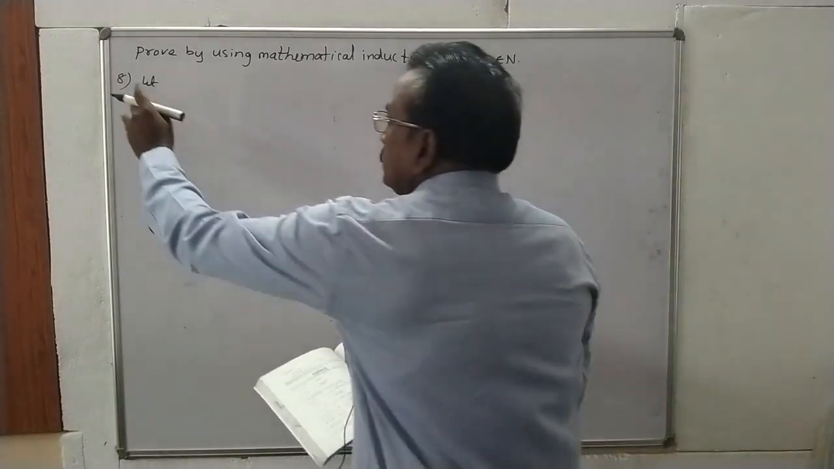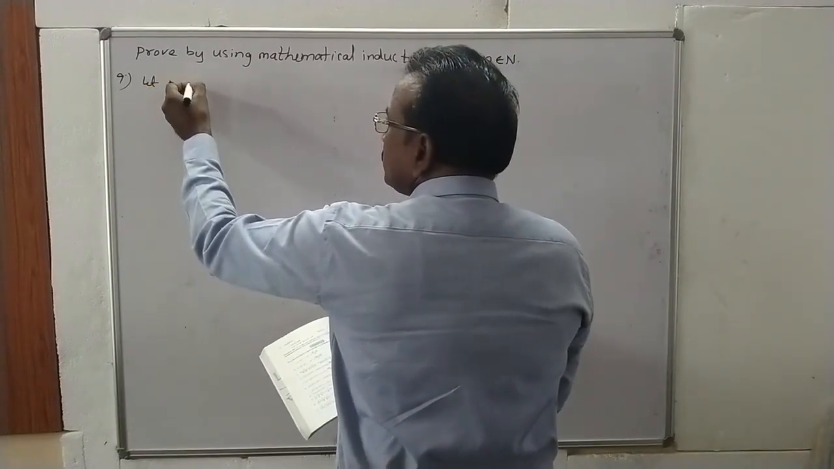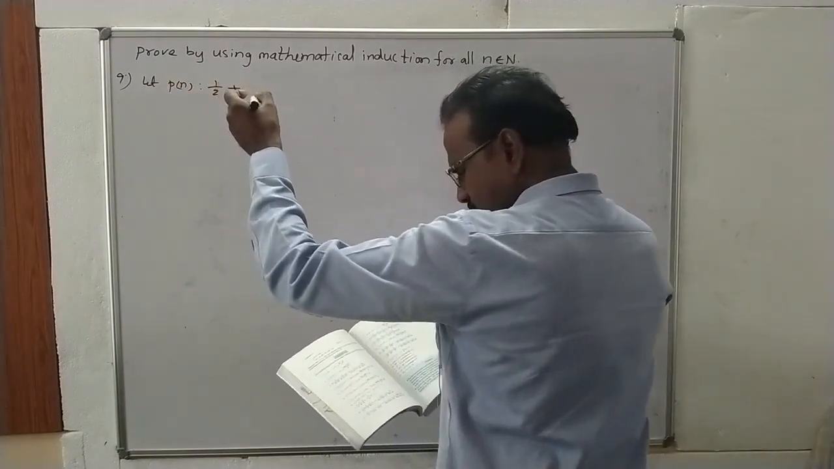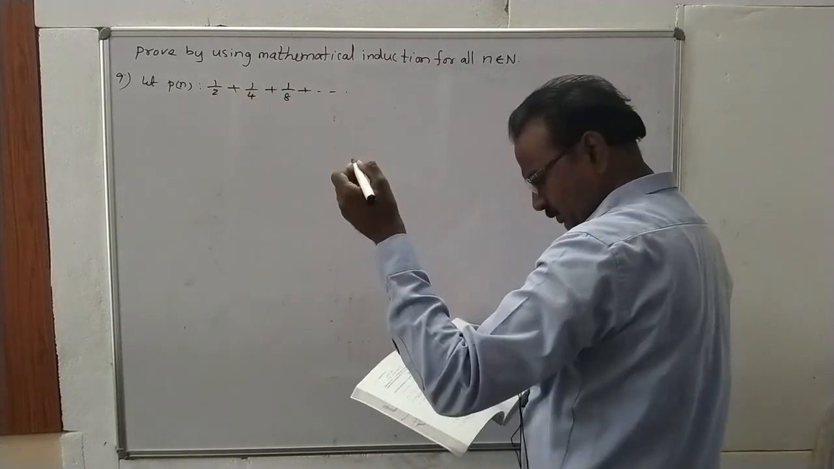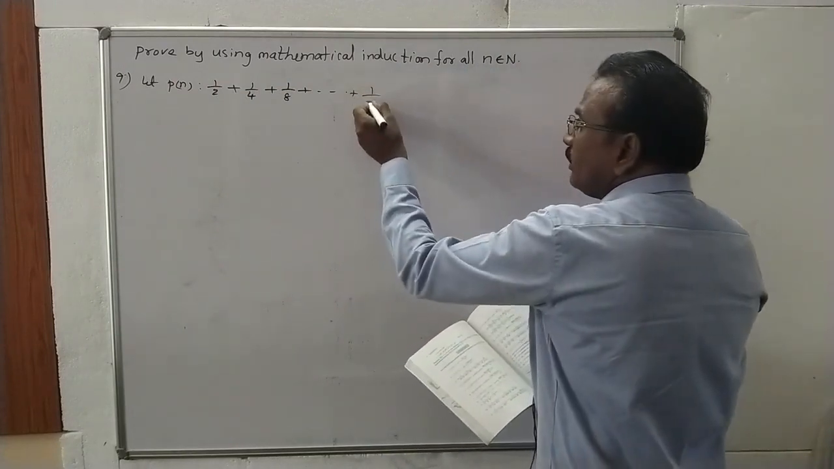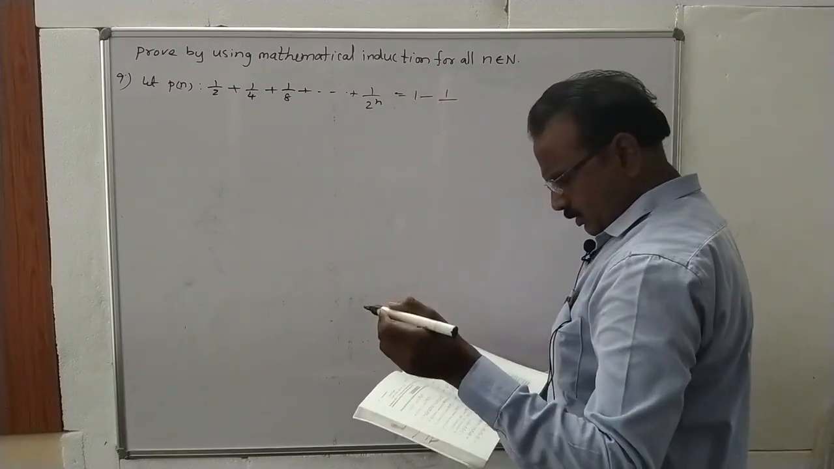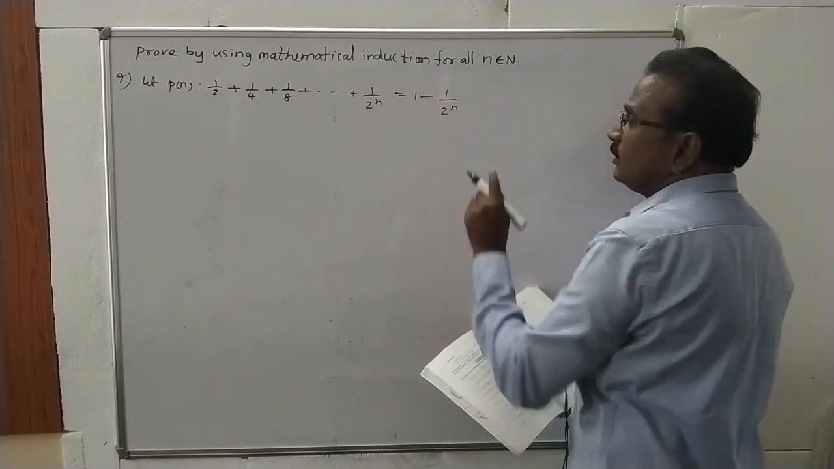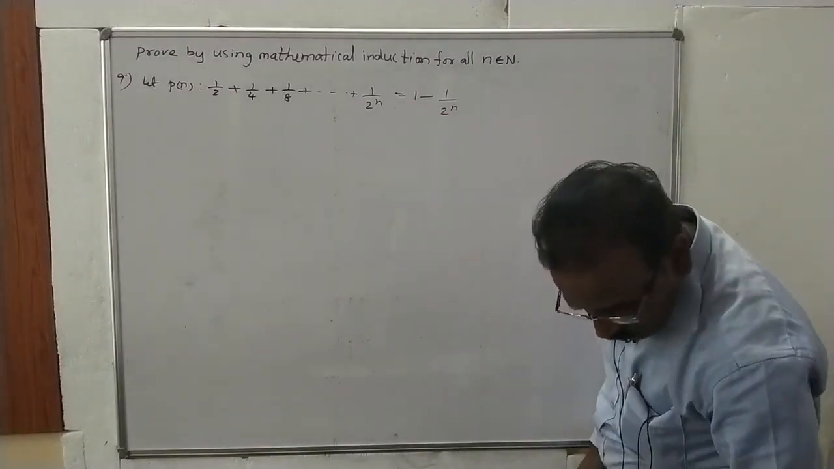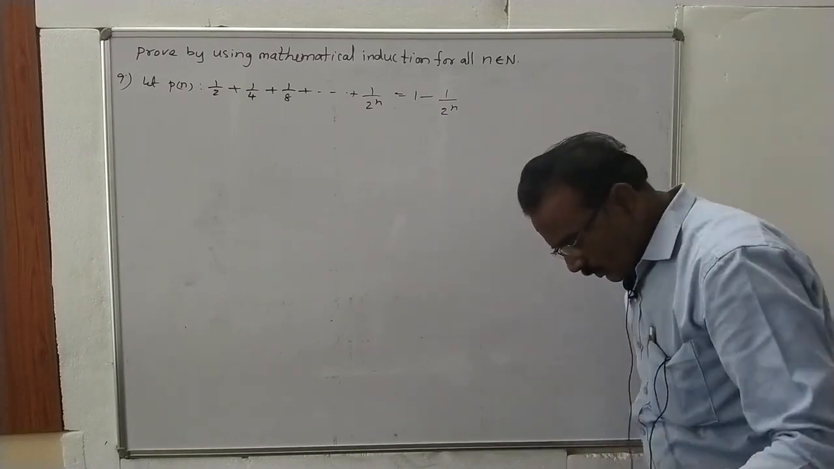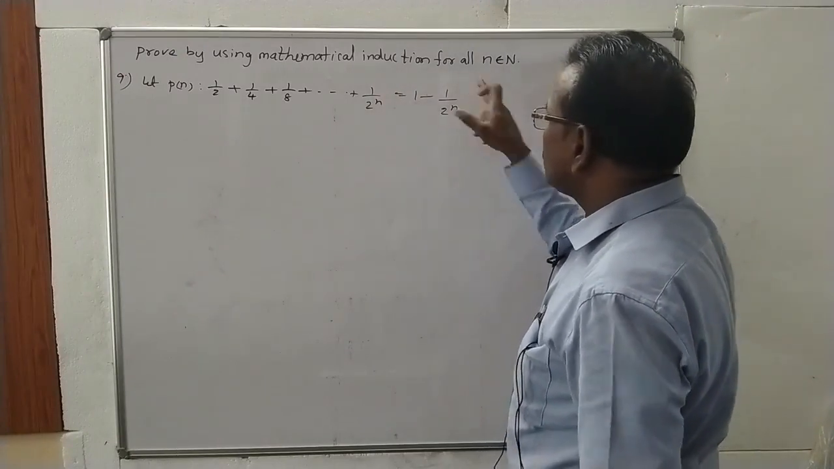Question number 9. Let P of n be 1 by 2 plus 1 by 4 plus 1 by 8 plus dash dash plus 1 by 2 power n is equal to 1 minus 1 by 2 to the power of n. So to prove this one, your given statement is 1 by 2 plus 1 by 4 plus 1 by 8 plus dash dash 1 by 2 power n is equal to 1 minus 1 by 2 power n.